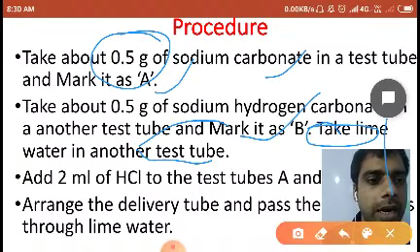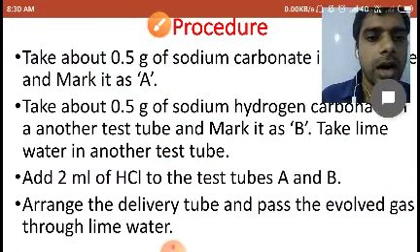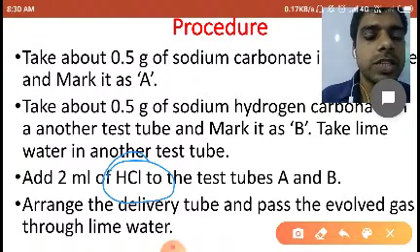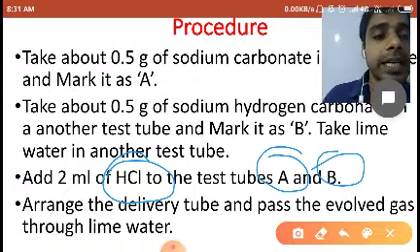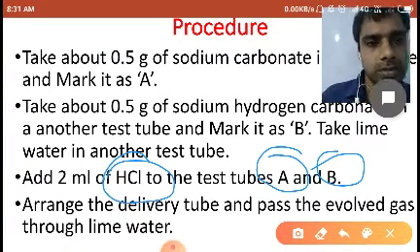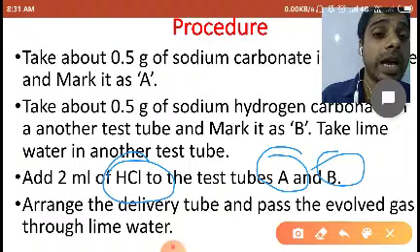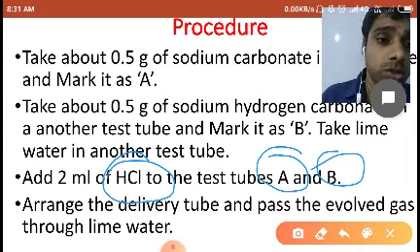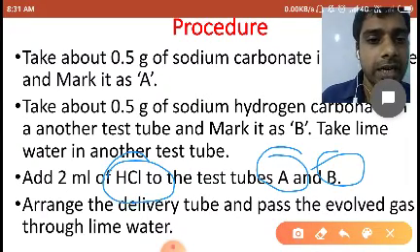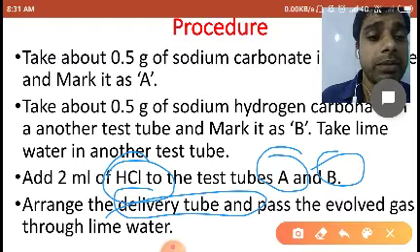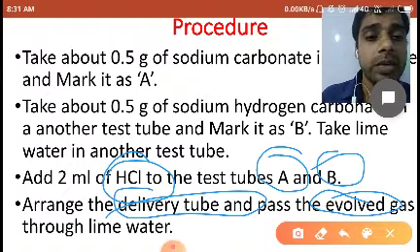Add 2 ml of HCl to test tubes A and B. Yes, I had taken lime water in both the cases. Sorry, add 2 ml HCl into test tubes A and B. You can add, I have shown you. Now you can see, arrange the delivery tube. Yes, the delivery tube I have arranged. Pass the evolved gas through lime water.